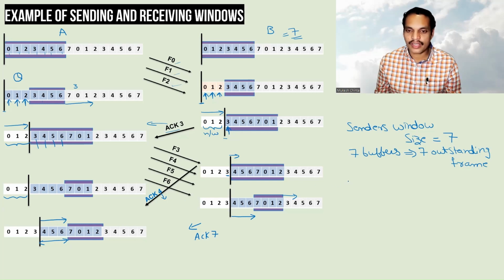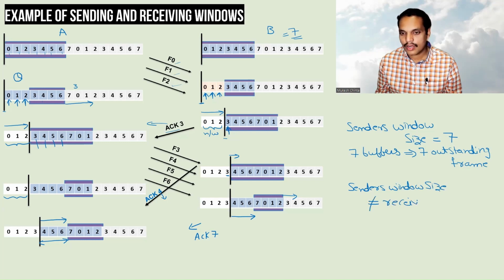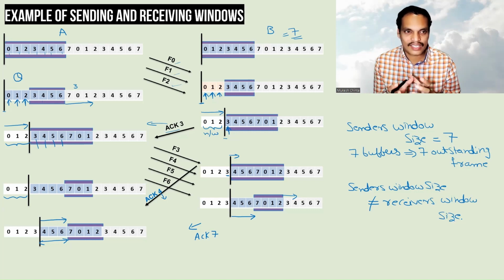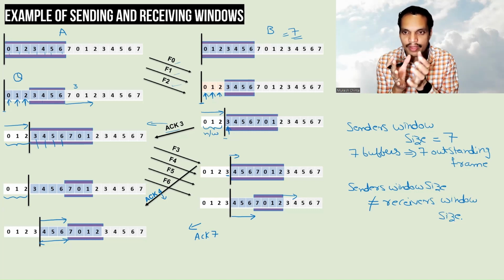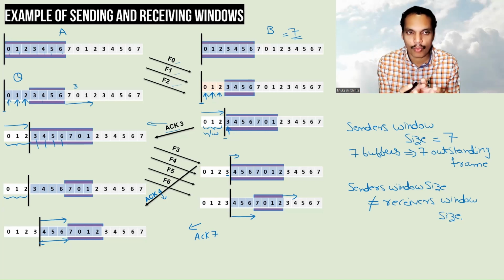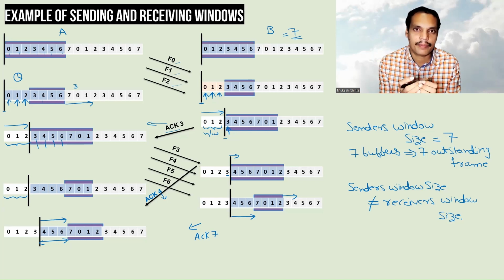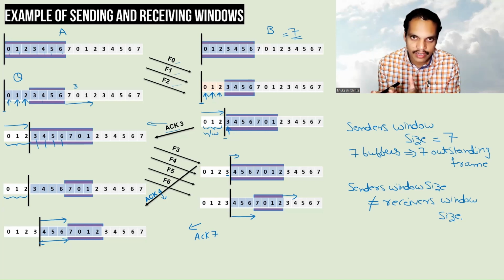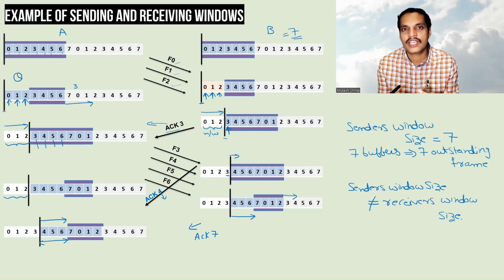Now, another important thing here is that the sender's window size need not be equal to the receiver's window size. Both of them need not be equal. Hopefully you got the gist of what we mean by a sender's window and a receiver's window. To summarize in one point, the sender's window contains the frames that the sender wants to send or has sent but not yet acknowledged. The receiver's window contains the sequence numbers of the frames that it is going to accept.